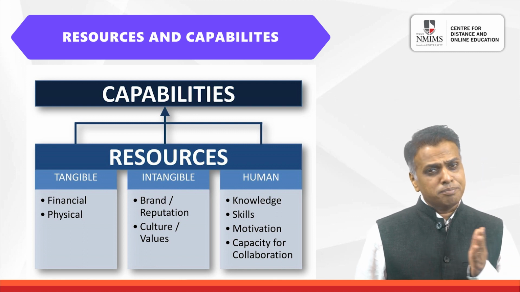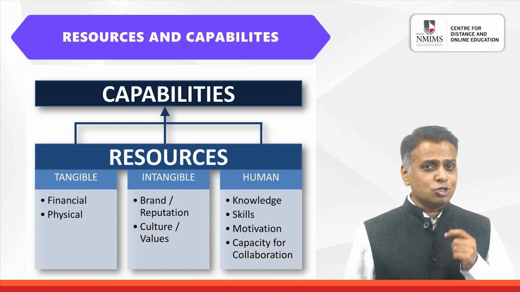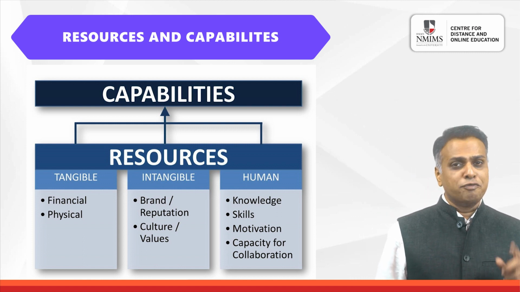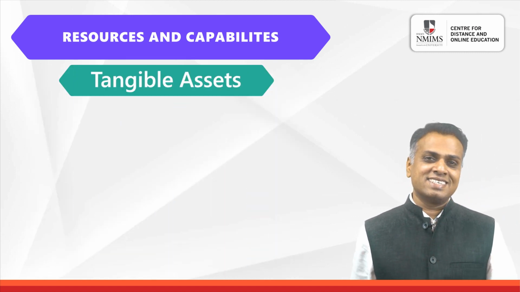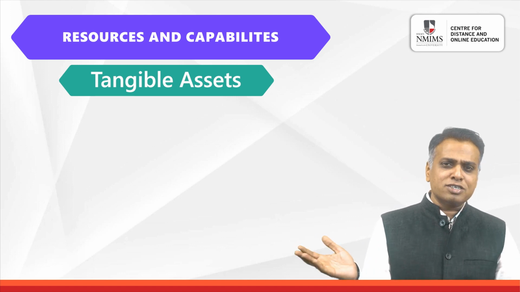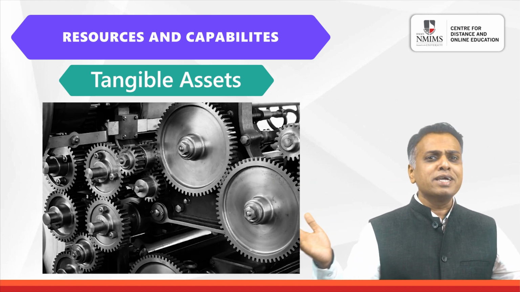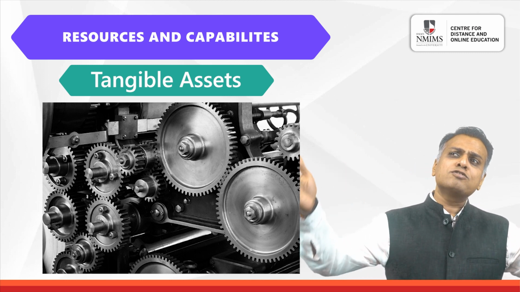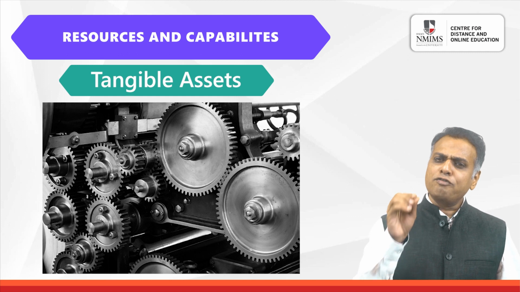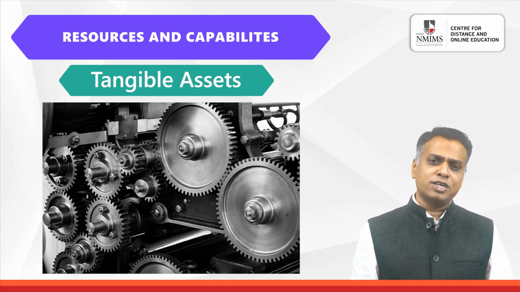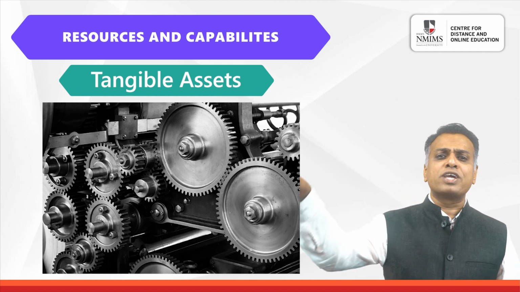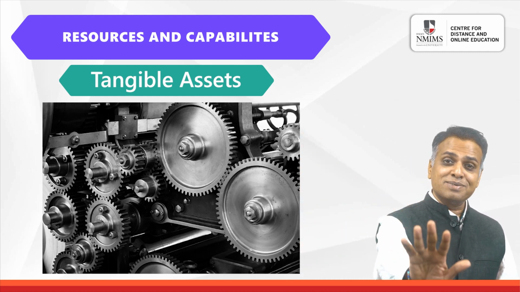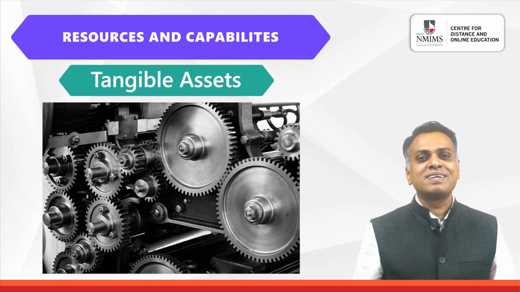They come in multiple forms. Let's talk about a few elements within the resources. First being the tangible assets. These are the physical resources like plant, building, machinery, equipment and various locations where you have spread your business. Think of a manufacturing company's machinery or a retail store's prime location where you have set up your store. They all are your tangible physical assets.